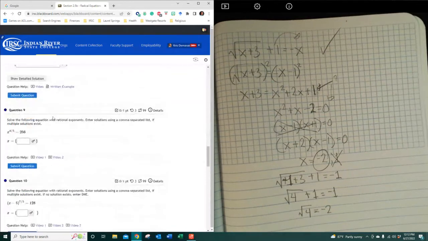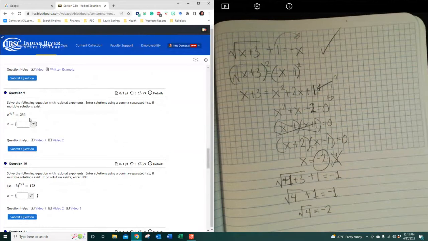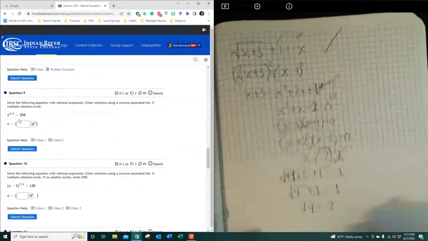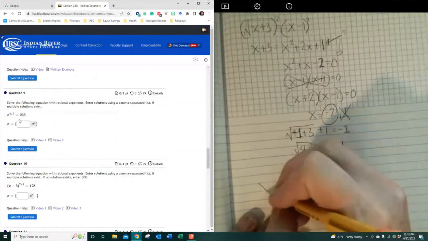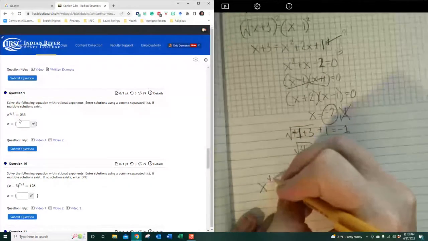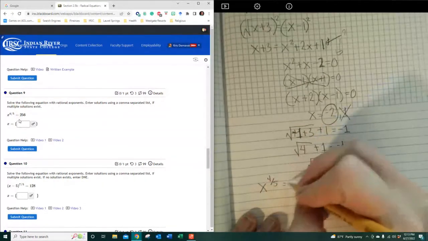All right, now I'll cover this problem. Okay, so now x is raised to the 4/5 power.